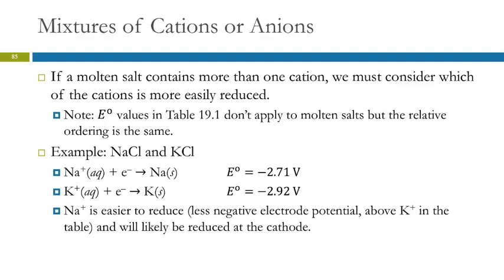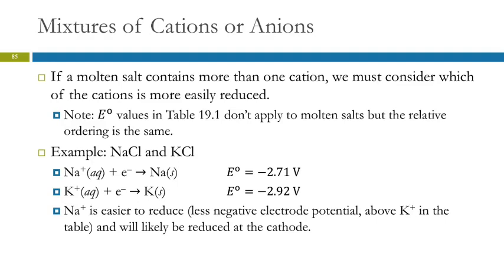If your molten salt has more than one cation, the product that you get will depend on which of those is more easily reduced. So here's an important note. Those standard electrode potentials in table 19.1 don't apply to molten salts. Those are for an aqueous solution. The relative ordering is the same though.